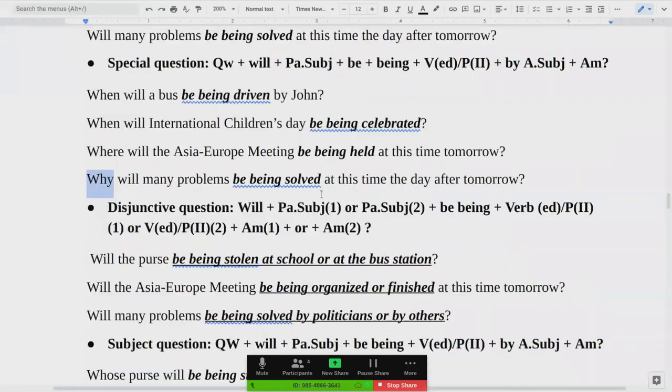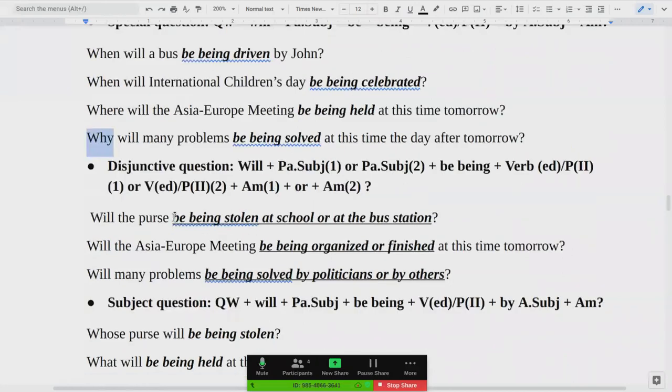And in this alternative question, there are two different options here, and if you want to answer this question, just choose one. For example, will the purse be being stolen at school or at the bus station? You should choose one of them. Maybe the purse will be being stolen at school, not at the bus station, just at school.